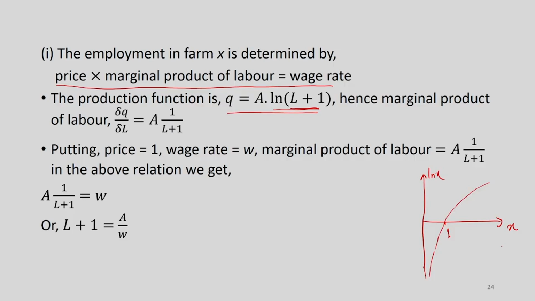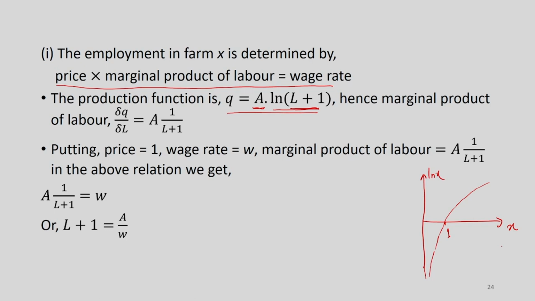So, here even if you take L at its minimum value of 0, it gives you log of 1, and log of 1 is 0, so that is fine. And then there is this constant term, which is capital A. What is the significance of this capital A? Capital A is kind of a productivity parameter, and can be thought of as the amount by which this ln L plus 1 is getting multiplied to give us the output.